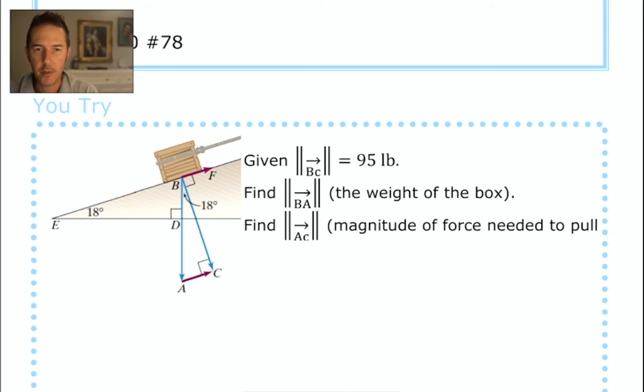This problem tells us that BC, which is pulling perpendicular to the ramp, which is interesting, is perpendicular to the surface of the ramp, and there's 95 pounds of force being exerted in that direction. We want to find BA, which is the weight of the box, and then ultimately the amount of force needed to pull the box up the ramp.